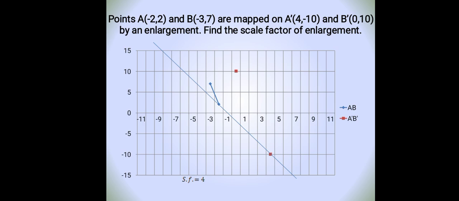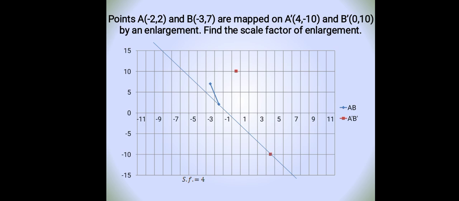Now points A(-2, 2) and B(-3, 7) are mapped onto A'(4, -10) and B'(0, 10) by an enlargement. Find the enlargement scale factor. Now you can see I've tried to draw those points A and B. I've drawn and joined them with a blue color, and then points A', B', I've drawn and joined them with a brown color.